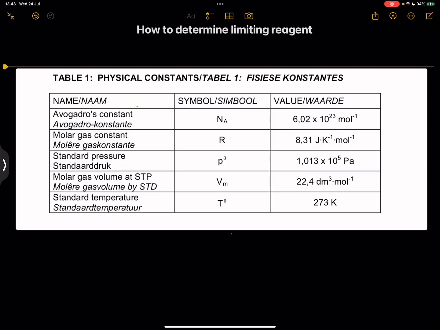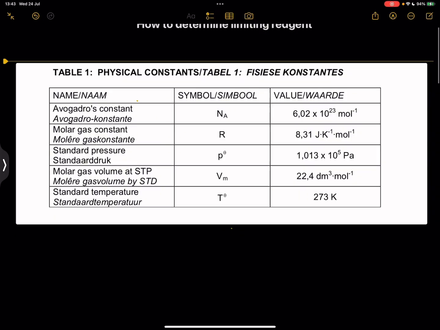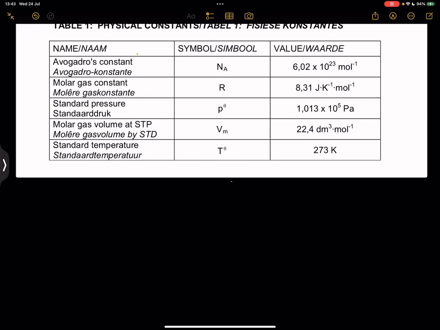All right, now firstly, let's talk about determining the number of moles. Now in chemistry, the first thing that you should remember is that we always work with moles. Now, there are different ways to get there, right?